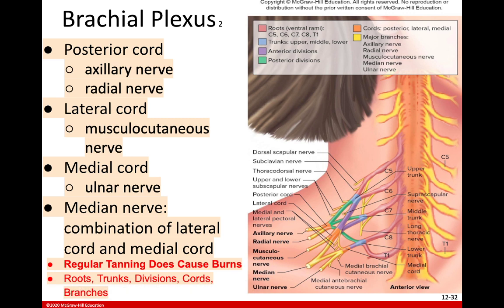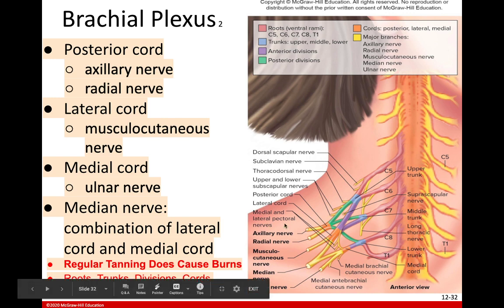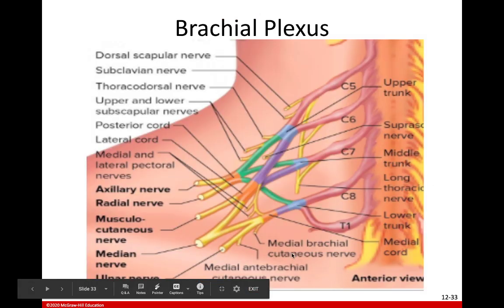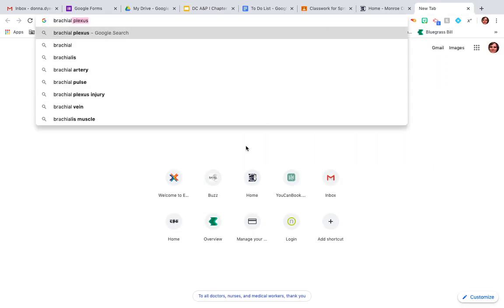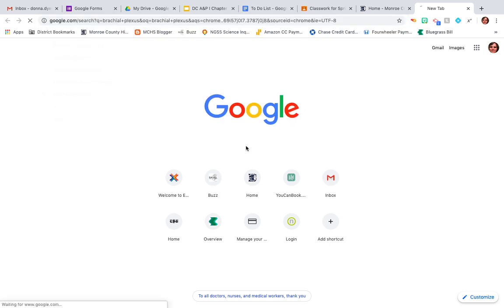And again, the branches are what we're learning here, these 5 branches off of that brachial plexus. And again, I have magnified it for you here. There's your M, MMU, musculocutaneous, median, ulnar, and then the other two are axillary and radial. But if we just look up the brachial plexus on Google and look up some diagrams, they won't all be the same.